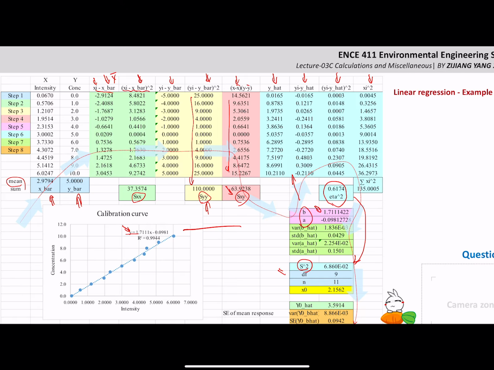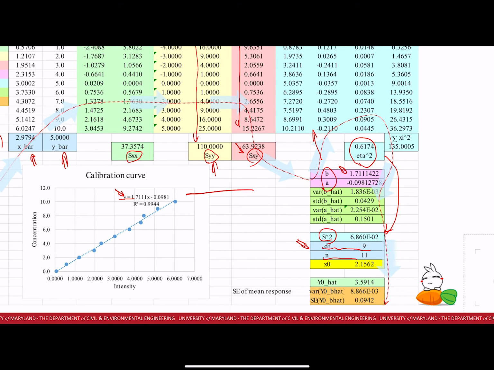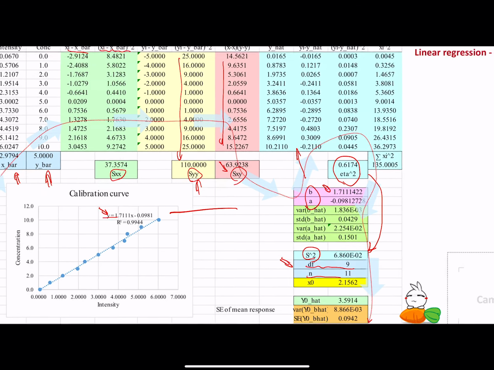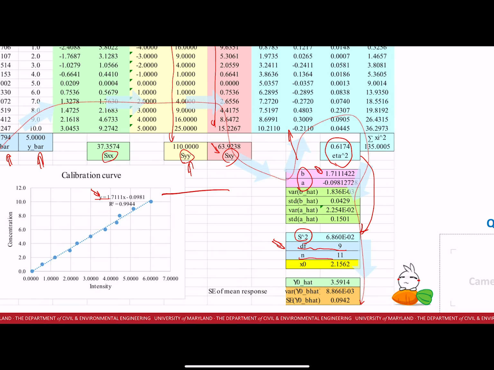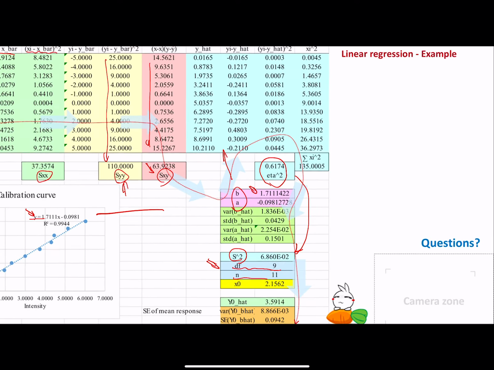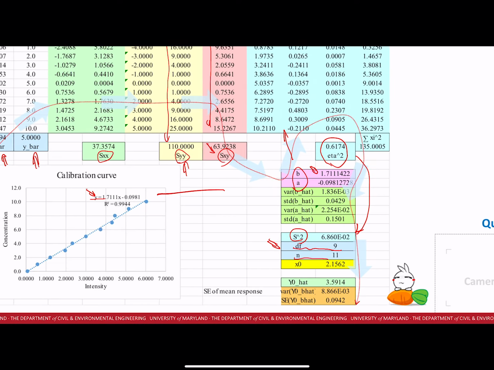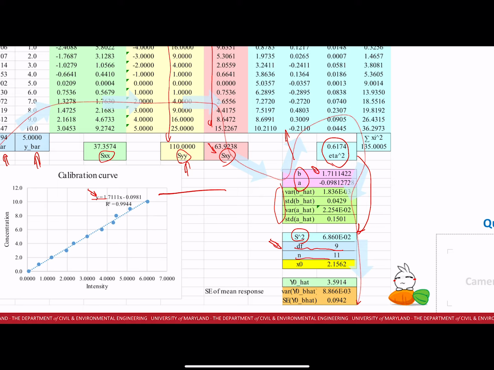By the way, I also want to mention that the degree of freedom and the sample size are also needed in the calculation, but these are known at first, because when we count the data, we know the degree of freedom and we know the sample size. And by knowing this, we can calculate the variance of A and B.